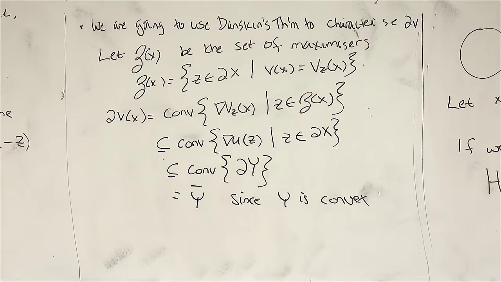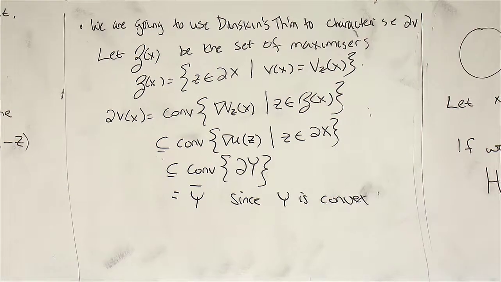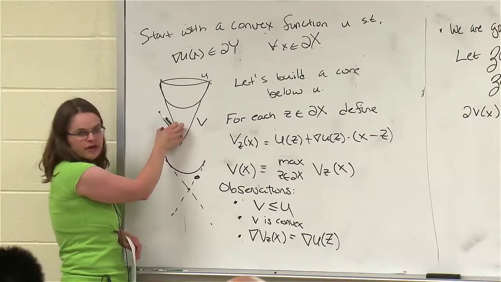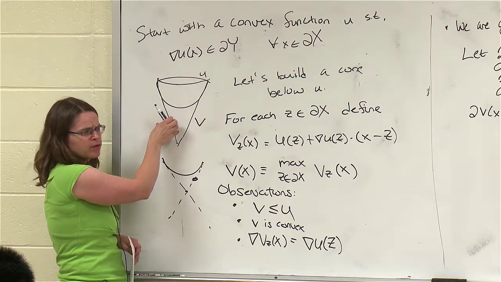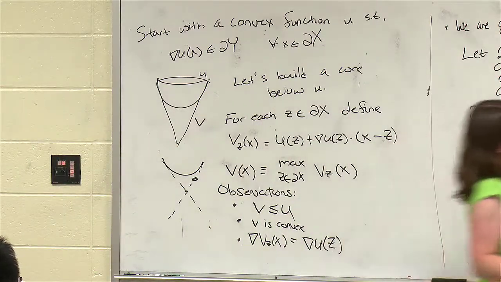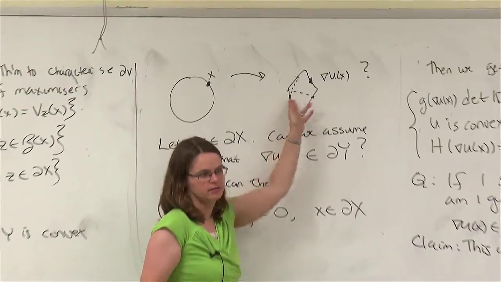Okay, so this cone we have a handle on. At any particular point, I don't know exactly what its subgradient is going to look like, but I know that its subgradient values, if I was taking this to be the thing that was computing my mapping, would always land in my target set.